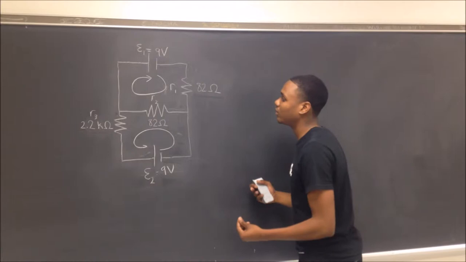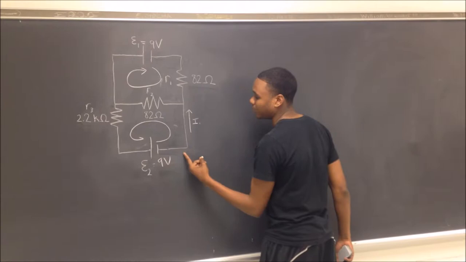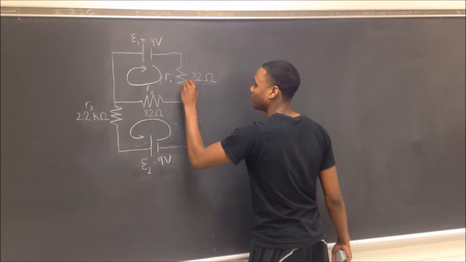With the current running in this direction, we have one current going this way, and we're going to call this current I1, which is coming through this battery. On the top portion, we're going to have I2 coming around this way. So that means it's going to be coming this way on this portion of the circuit. We have I2.